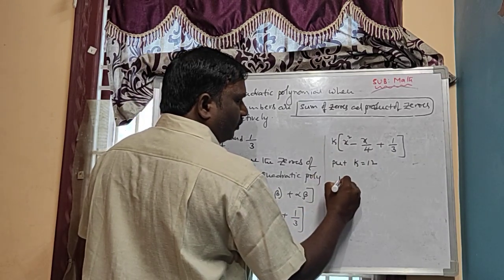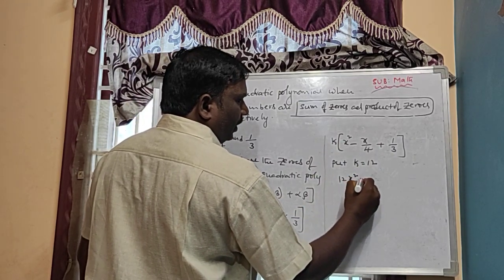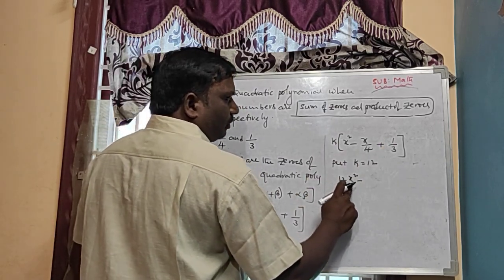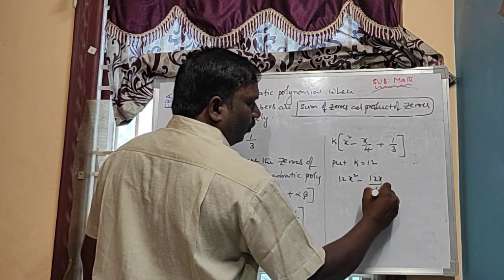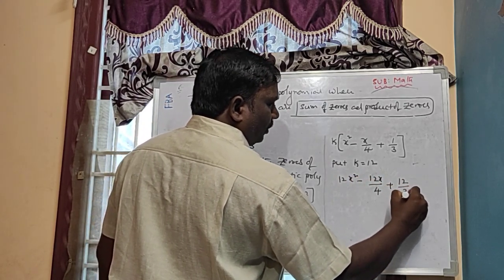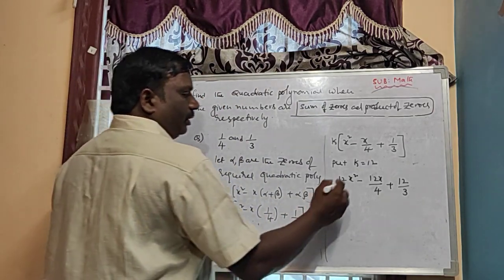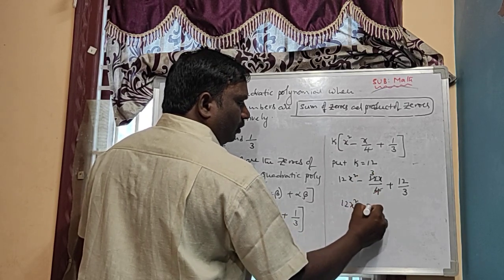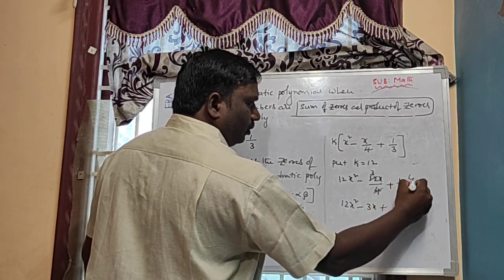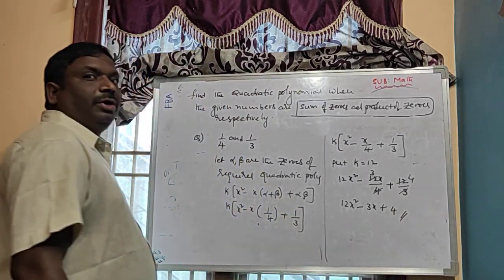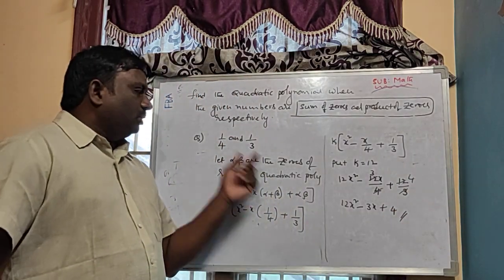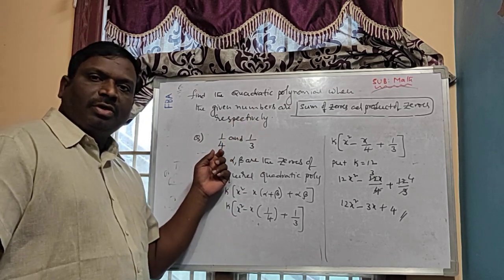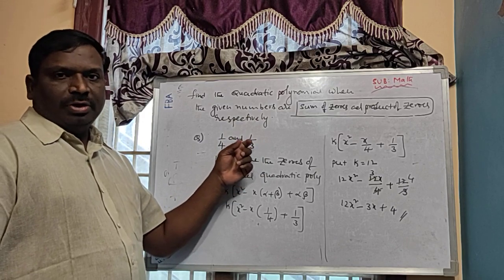Then 12x square minus, multiplying with k value 12, 12x square minus 12x by 4 plus 12 by 3. So 12x square minus 4 1s are 4, 3 4s are 12, so minus 3x plus 4. This is the required quadratic polynomial when they give sum of the zeros is 1 by 4 and product of the zeros is 1 by 3.